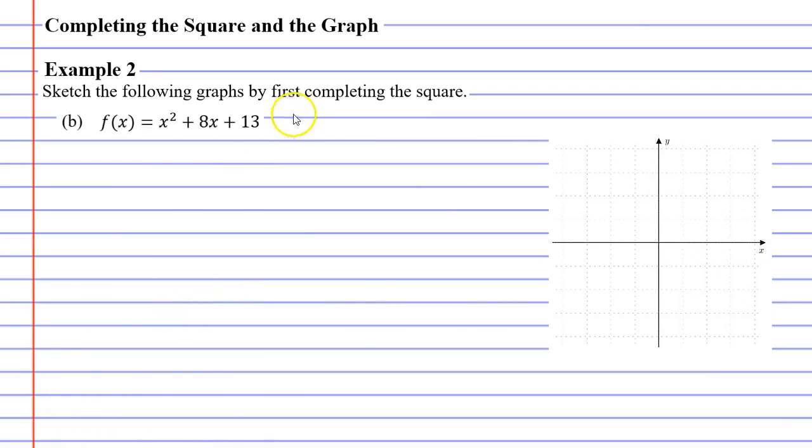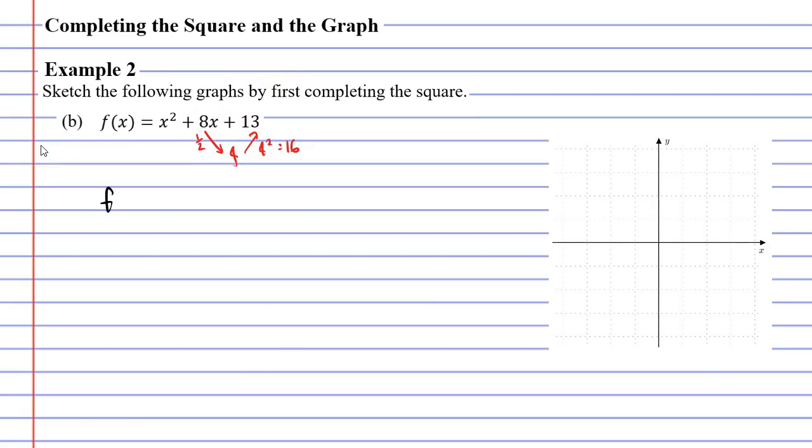The first thing we need to do is complete the square. We look at the number to the left of x. It's the number 8. We need to halve that number. So half of 8 is 4. And then we square our 4. 4 squared equals 16. So we want 16 to be at the end, not 13.